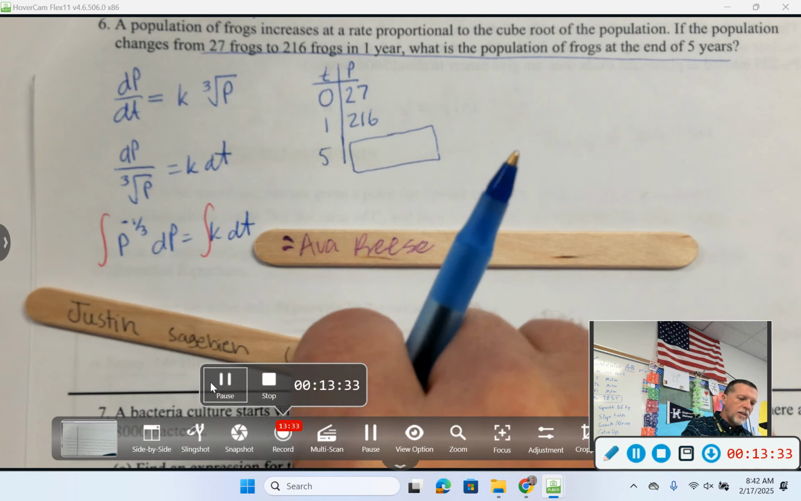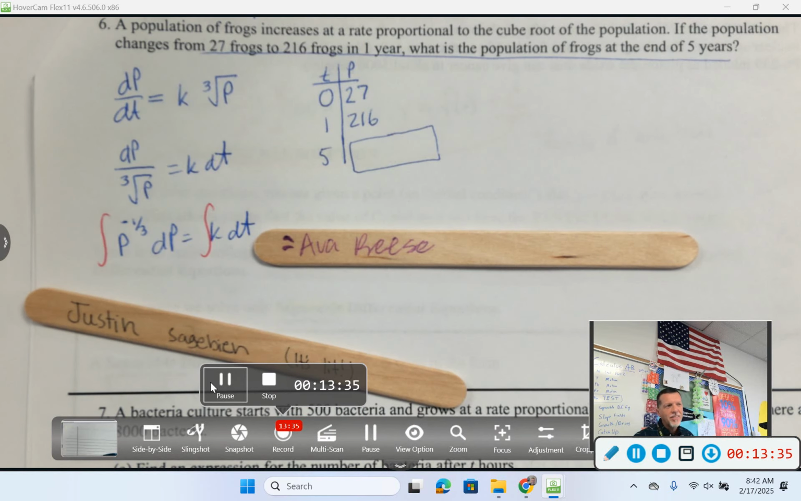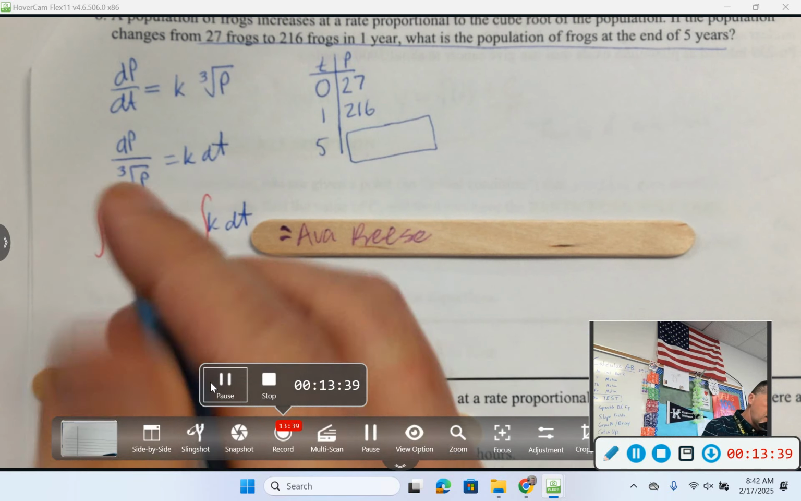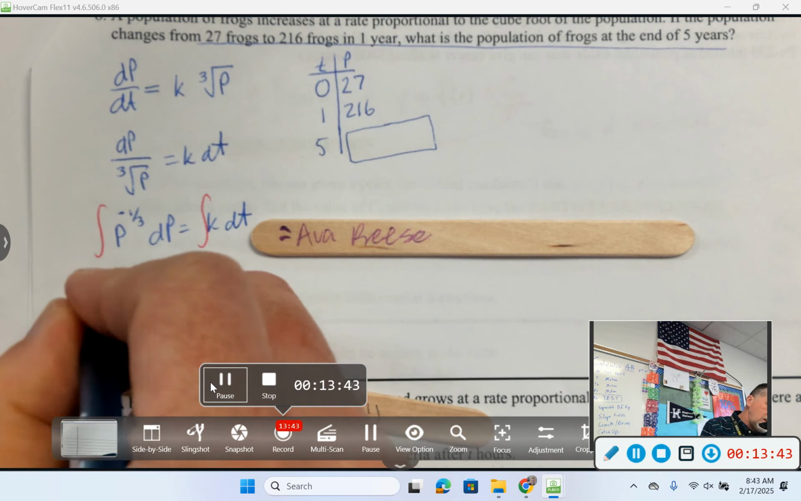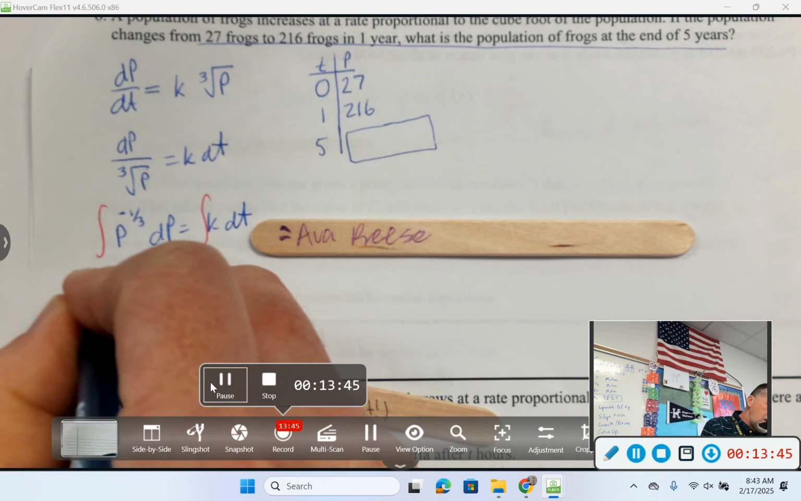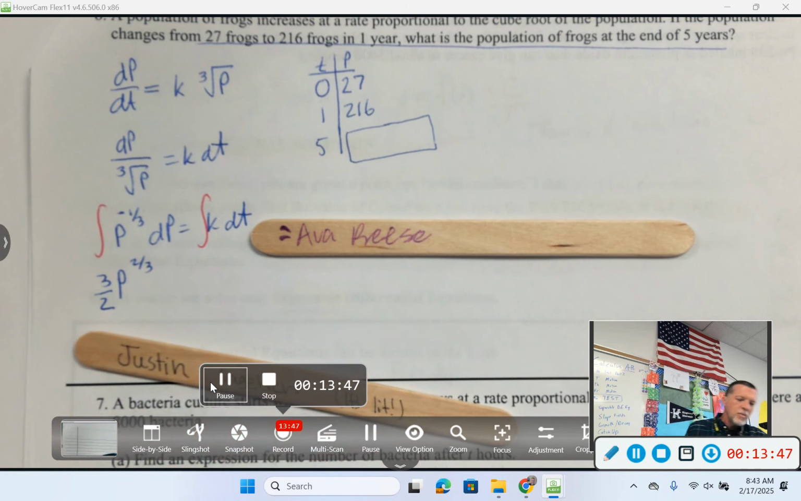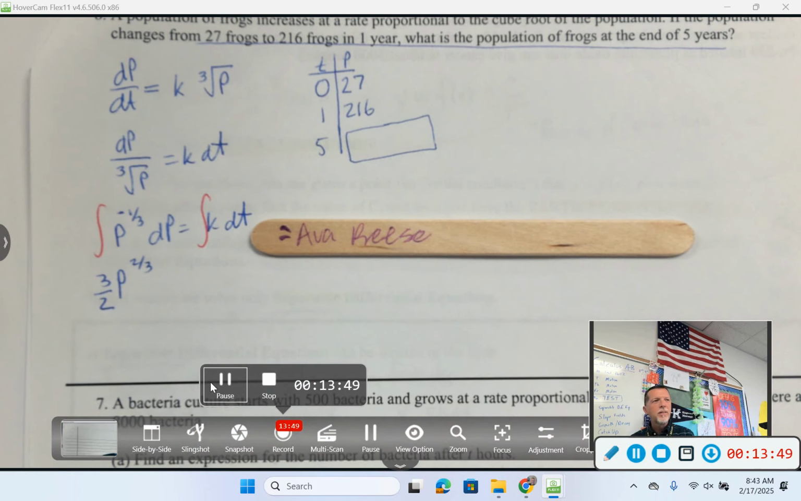So, Justin, how about the left-hand side? What's the antiderivative of p to the negative 1/3? 3/2 p to the 2/3. Yes. Increase the power by 1, divide by the new power. Good.